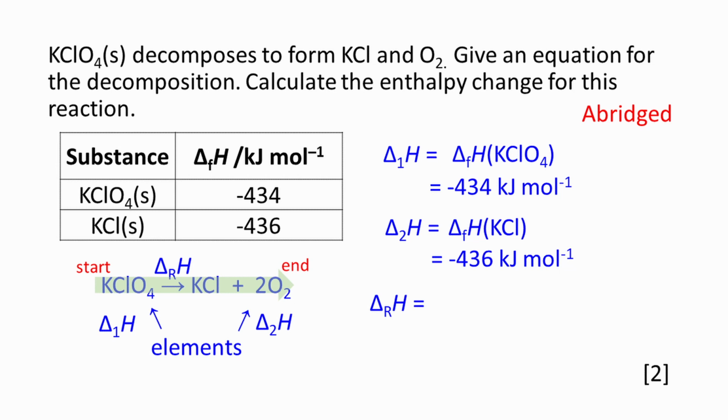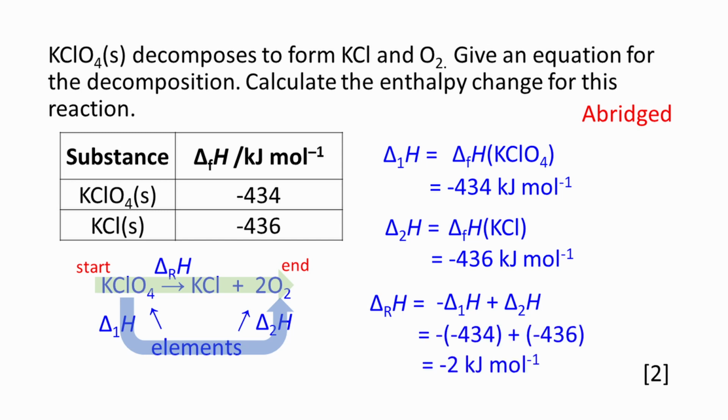This is delta RH. An alternate route involves going from KClO4 to elements following the blue arrow. This is going against the direction of delta 1H. This part of the alternate route is equal to minus delta 1H. To complete the alternate route and end at KCl and 2O2, we follow delta 2H going with the arrow. Using Hess's law, delta RH is equal to minus delta 1H plus delta 2H.